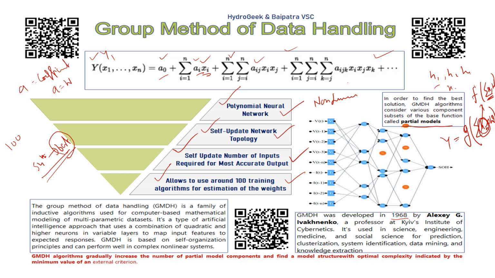So 4 points of group method of data handling that you must know. Polynomial neural network, self-updated network topology, that means it determines how many hidden layers and nodes it will use by itself, not by any manual interventions, but based on a fitness function. And it can self-update the number of inputs it will retain based on the fitness function, and that fitness function itself will decide which inputs are the most significant. So those will only be retained. And then 100 training algorithms you can use at a single time for determination of the weights. So in short, this is what GMDH is.